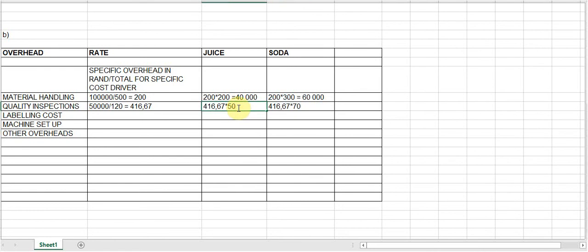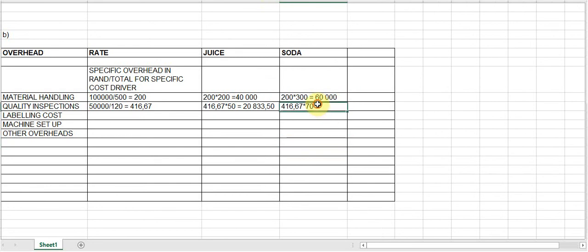If I now do that calculation, 416.67, I am timesing it by 50. It gives me a total of 20,833.50. If I times the 416.67 by 70, it gives me a total of 29,166.90.